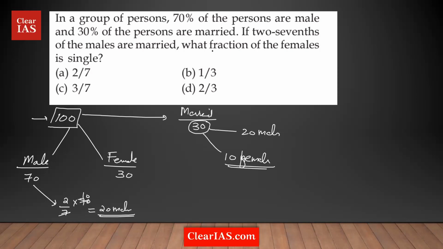So my question: what fraction of the females are single? Out of a total of 30 females, 10 are married. So 20 are single out of 30. Your answer is 2 by 3. See how easy it is if you assume a value, or plug in 100 as the base value. It's very easy to calculate. So all of you, is it clear on this part?